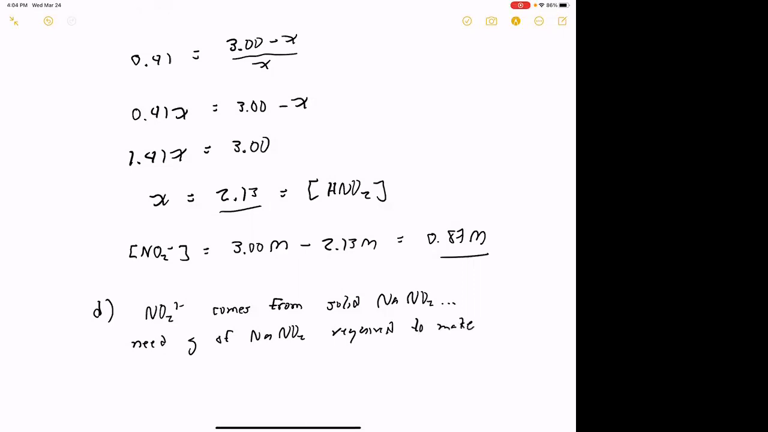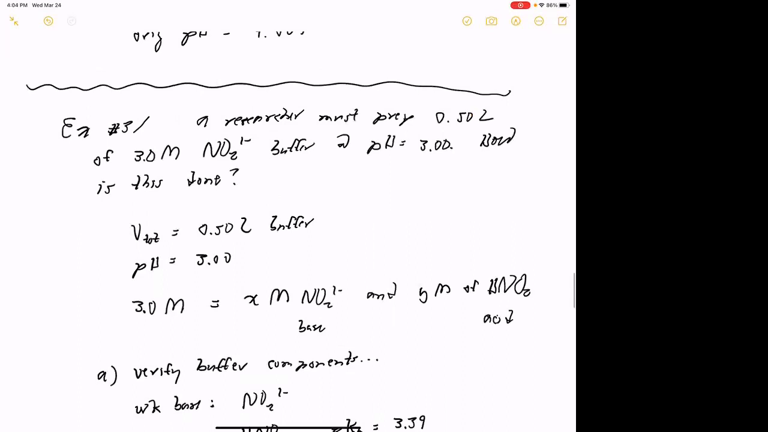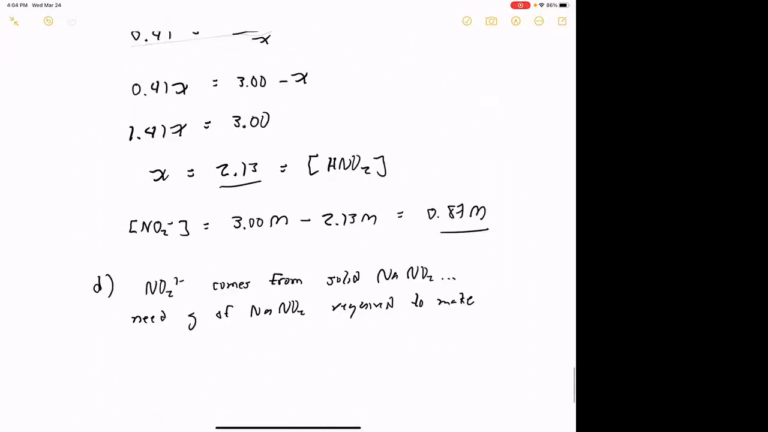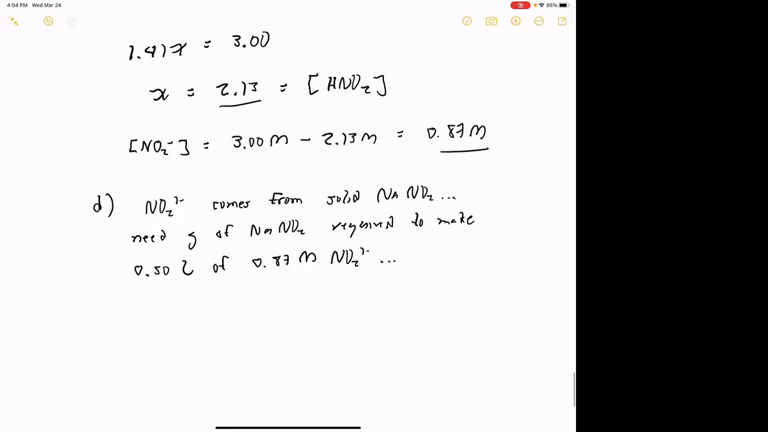How much of the buffer did we say we were going to make? 0.5 liters, right? And we want this to be what, 0.87 molar? Okay, so that's the calculation we have to do. I need to have a mass of the stuff. So what do we do? Oh yeah, we got a volume and we got a molarity, so that means we can get to moles, can't we? Okay, so that's exactly where we're going to start.